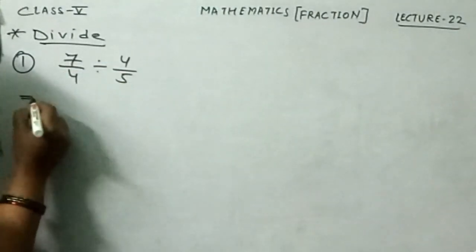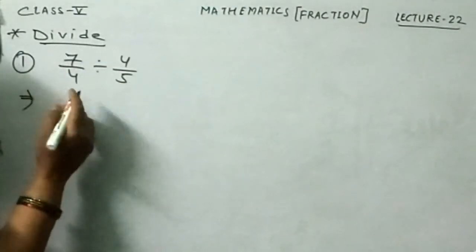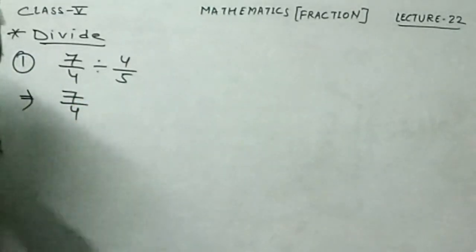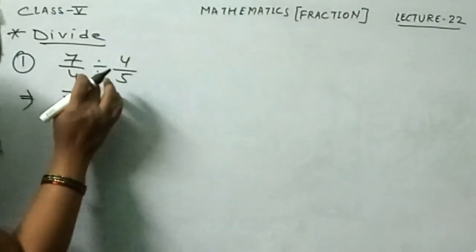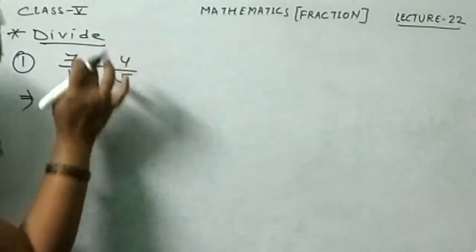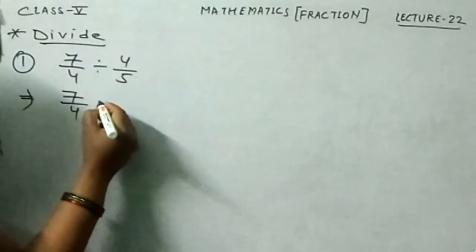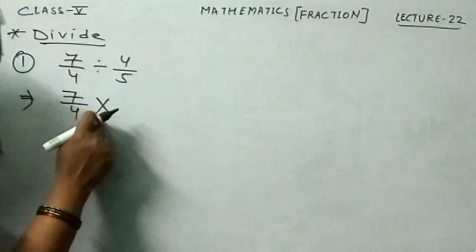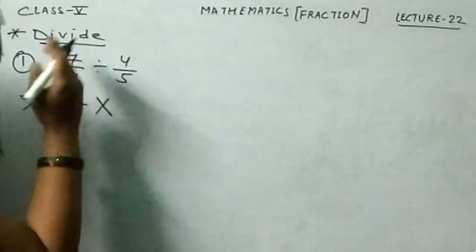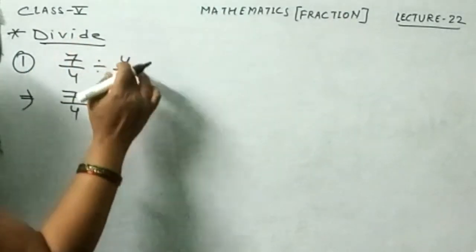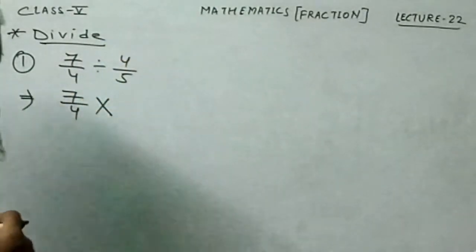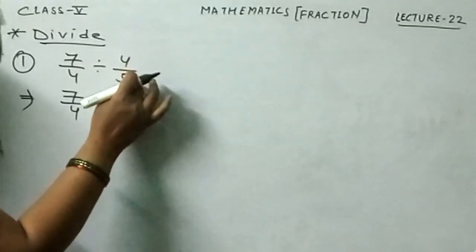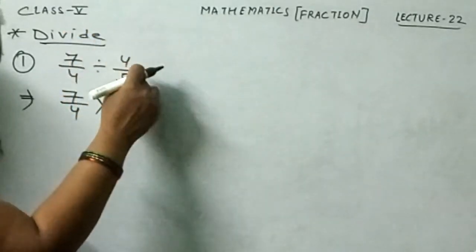So what we have to do, what is given first, you write as usual, 7 by 4. And after that, you have to change this divide into multiply. And if you change the symbol divide into multiply, then what we have to write, after divide whatever fraction is given, you have to just change, the numerator becomes the denominator and the denominator becomes the numerator, means you interchange the numbers. 4 by 5 is given, so what do we have to write? Just the opposite, 5 by 4.